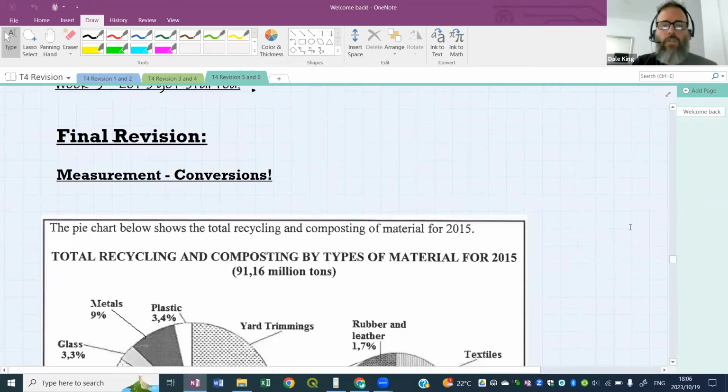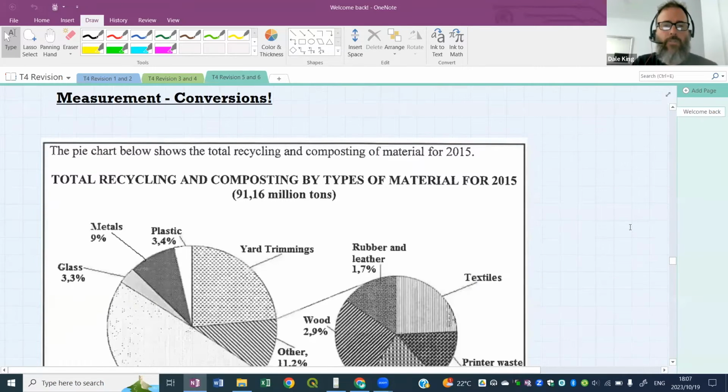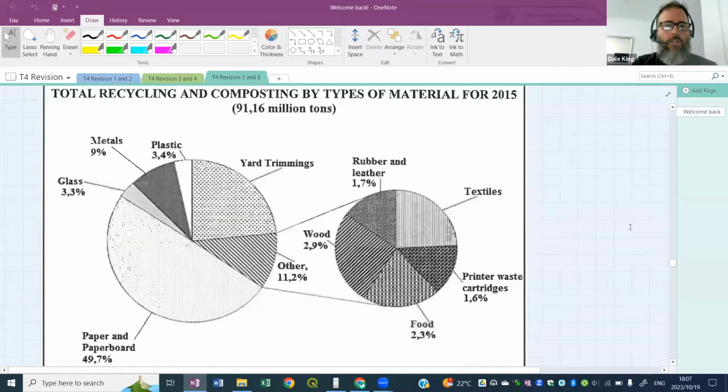Now, on Tuesday, we were doing data handling graphs, and we dealt with the two pie charts. I said I wanted to do one question based on this diagram here in front of us, so I brought it over from last week, Tuesday. We're going to quickly deal with this, and then move on to the measurement section.